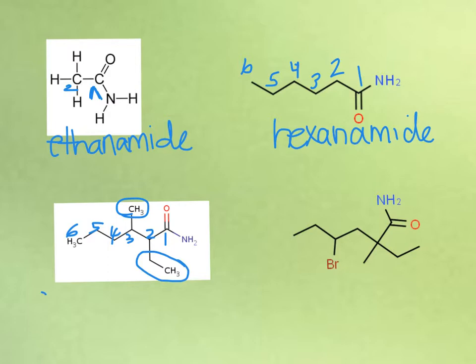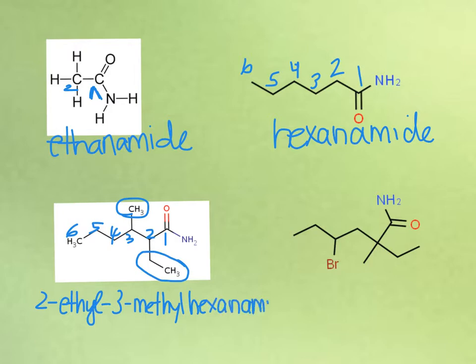So in carbon 2, I have an ethyl. We need to have that hyphen in there. Carbon 2 has an ethyl. And then on carbon 3, we have a methyl. And then we said it was a hexane, but it's an amide. So 2-ethyl, 3-methyl, hexanamide.